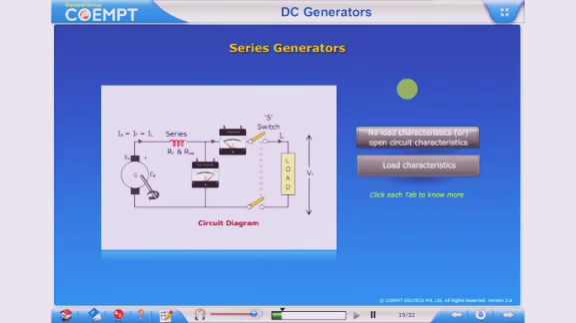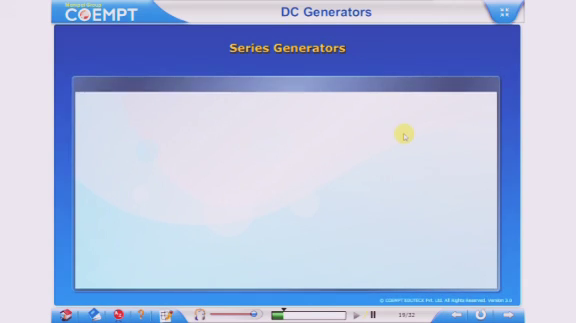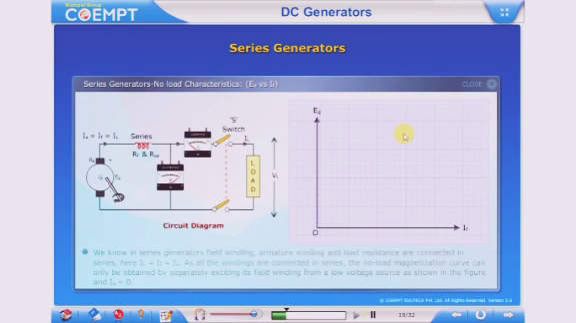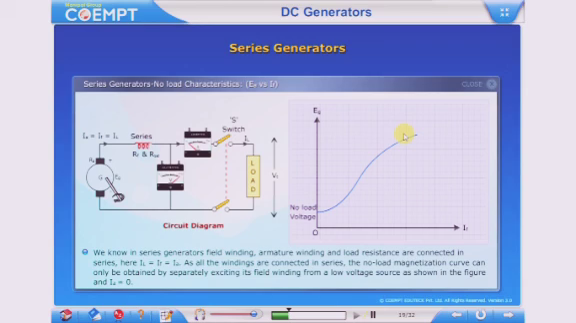Load characteristics. To get these characteristics also, the series field winding should be separately excited. The shape of the characteristics is the same as that of a separately excited generator as shown in the figure.